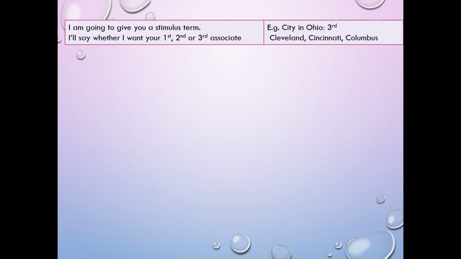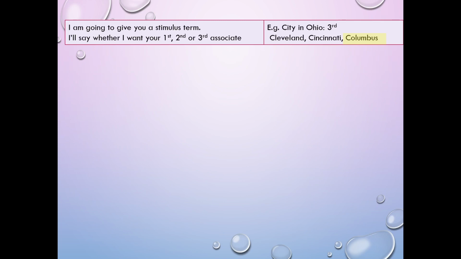So, for example, if I say as the stimulus term, I want you to think of a city in Ohio, and then I say I want your third associate. Let's say that in your mind you thought, well, let's see what cities are in Ohio. The first one that comes to mind is Cleveland. Then let's say Cincinnati comes to mind second. And then you think of Columbus. What I would want you to write down is Columbus, because I asked for that third associate.